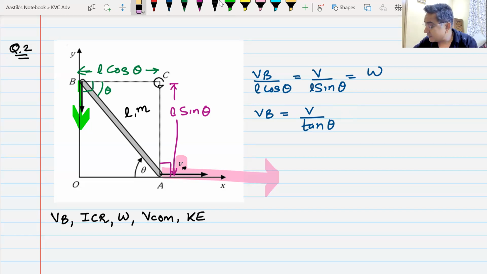So what all things are known? We have calculated this, we have calculated this, we have also calculated this. Yes or no? Yes, sir. Three things already done. Just have to find the velocity of center of mass. Can anyone tell me what is the velocity of center of mass?